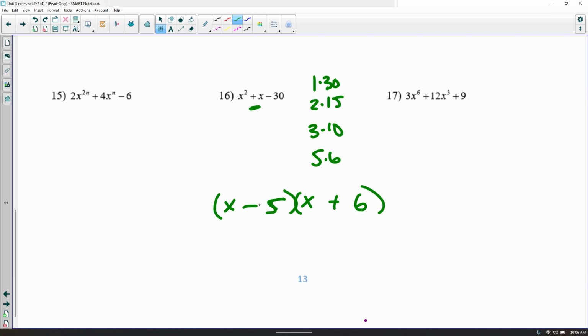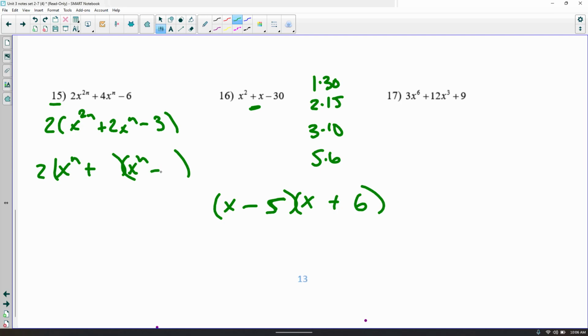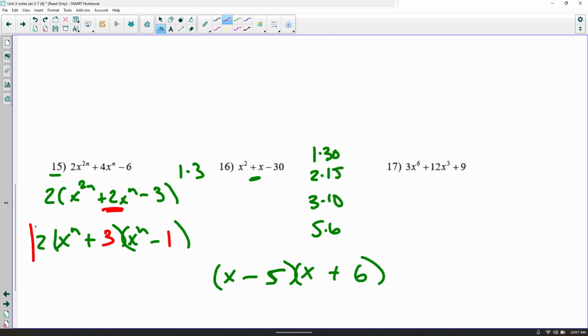All right, now take a look at number 15. What do you know about that one? Good job. Good eye. So there is a 2 involved. So yank that out first. And then that makes it really, really simple. Because then I have an x to the n and x to the n. One's positive and one's negative, and I have 1 and 3. My only options are 1 and 3. I have a positive 2, so I need the 3 to be larger than the 1 in order for this to work. You do it exactly the same, just has the letter n in it. But that would be your final answer.